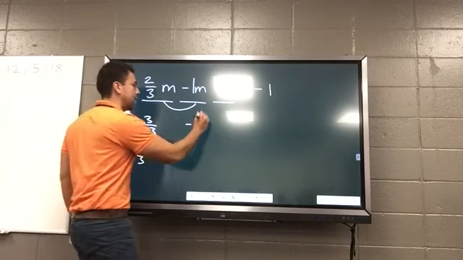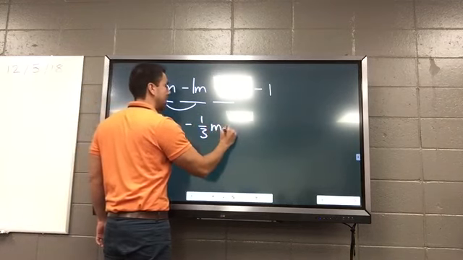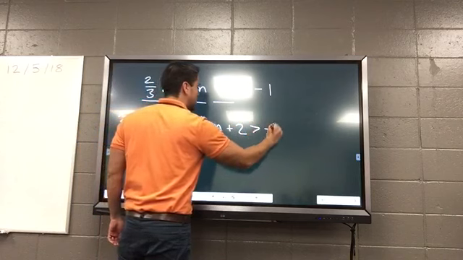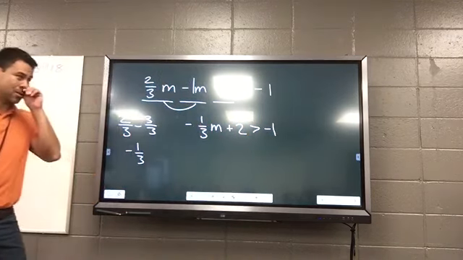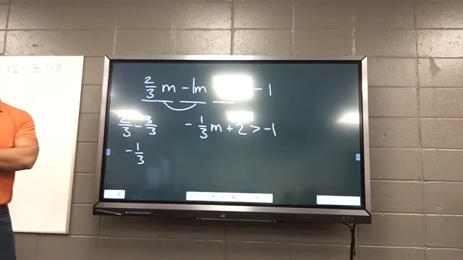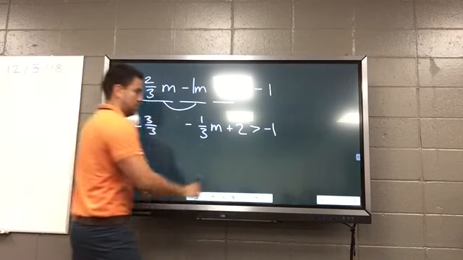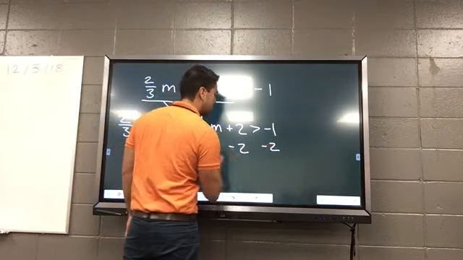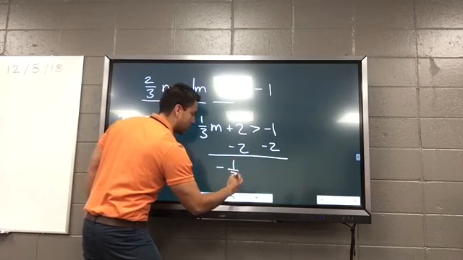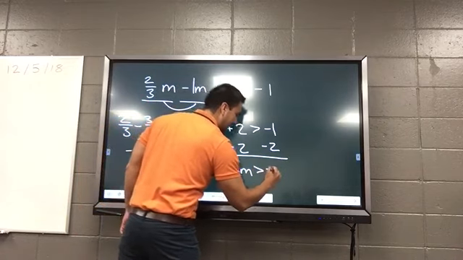Okay, so I got negative 1/3 m plus 2 is greater than negative 1. Hagen, what do I do to solve this problem? What do I do first? You subtract 2 from both sides. Right, subtract 2 from both sides. I get negative 1/3 m greater than negative 3.